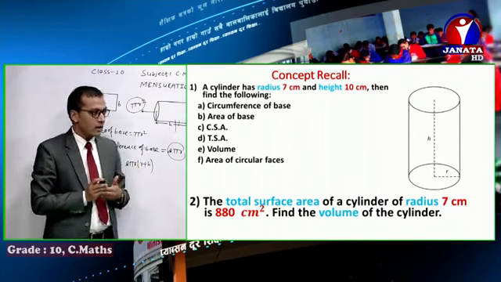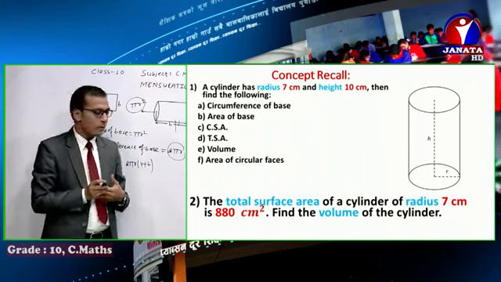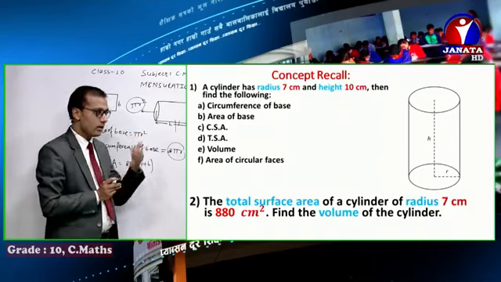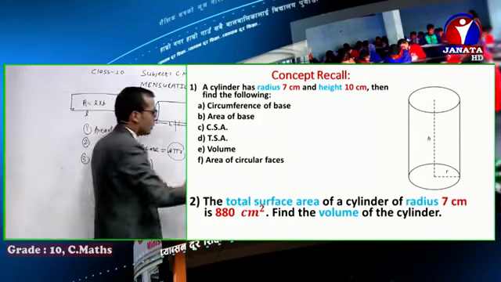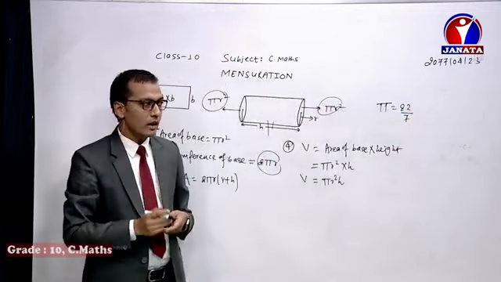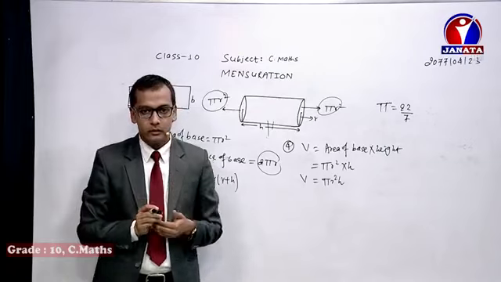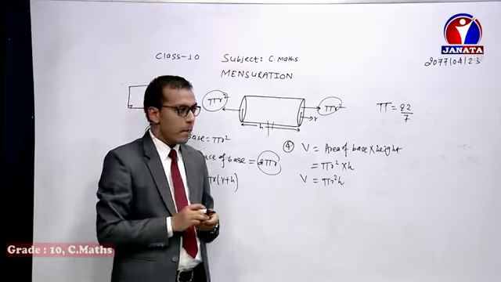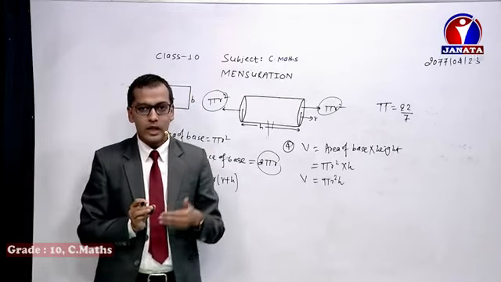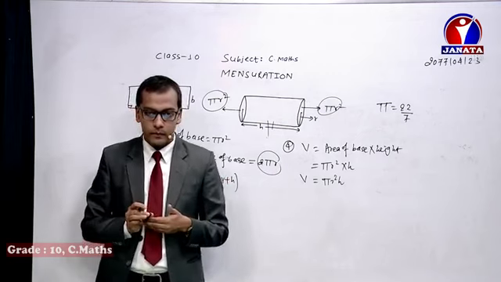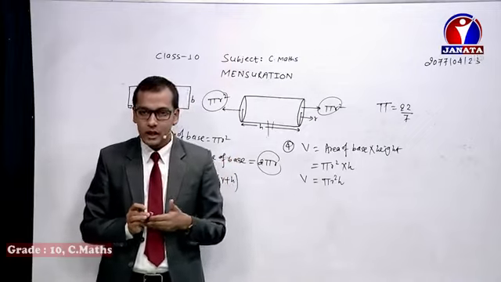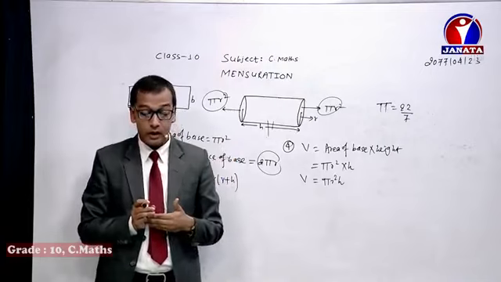Similarly, B is the area of base. What is the area of base? Pi r square. Let's put r as 7 and pi as 22 over 7. We can find the area of base. Similarly, after knowing radius and height, we can also calculate other terms of this solid, like curved surface area, total surface area, volume, and area of circular faces.